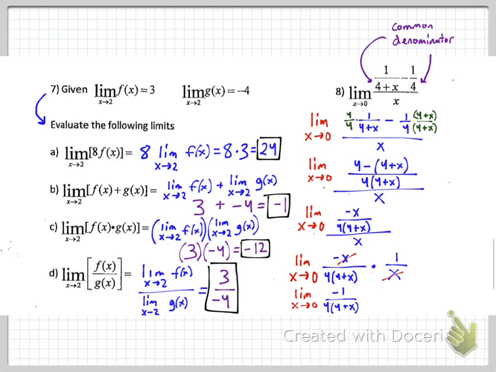Notice I kept writing the limit as x approaches 0 because I have not yet substituted in the 0. At this point, I'm going to do that because 4 plus 0 is 4. 4 times 4 is 16, so we get negative 1/16.